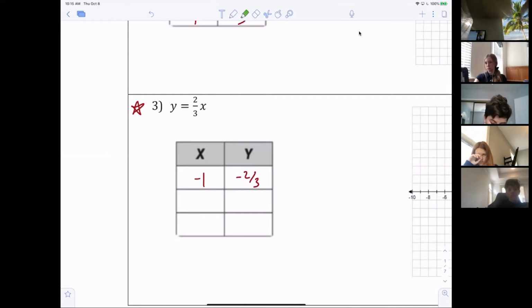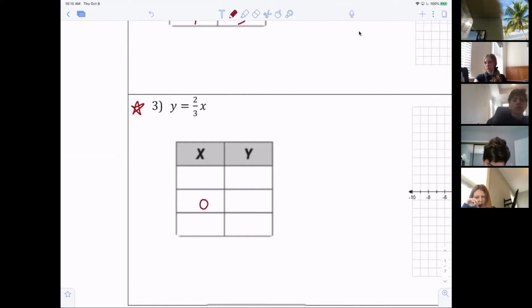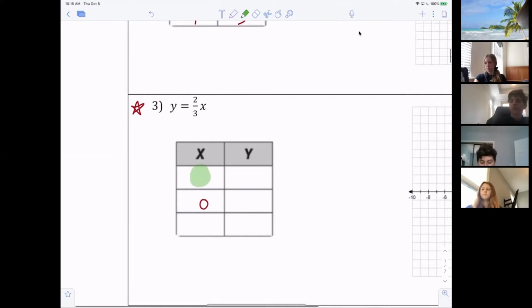Can someone tell me what I want to put in? Well, I'm agreeing 0 works. But -2/3 times 2/3 still makes a fraction. So what number can I plug in for x so I don't make a fraction? Someone tell me. No. Not bad. What?